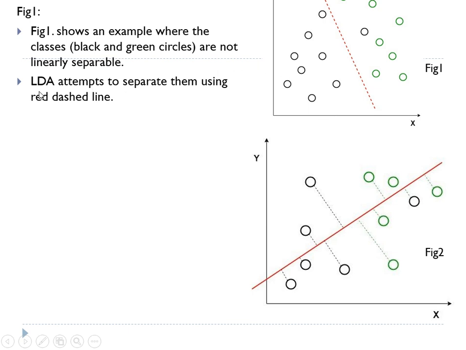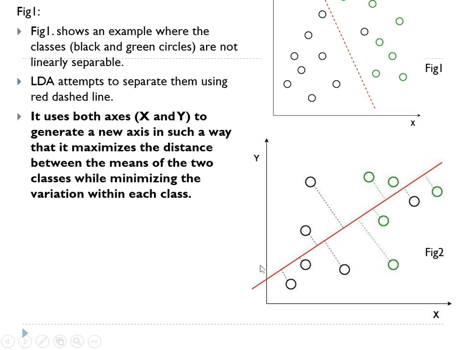So in this case you can go for LDA, where it attempts to separate them using a red dashed line. The same data points which you see here, we are trying to separate in the second figure using LDA, and this is the red line. This red line is generated by LDA, where it is trying to separate the black and green circles. What you are seeing here is it uses both the x-axis and y-axis to generate a new axis. So LDA has generated this new axis, the red line, where it is trying to maximize the distance. See, the goal is different.